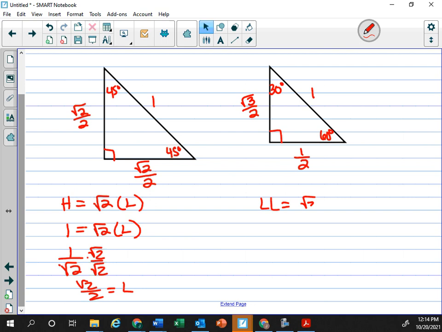So long leg is always root 3 times the short leg. So root 3 times a half is root 3 over 2. Don't make it more complicated than it is, okay? Just multiply straight across.